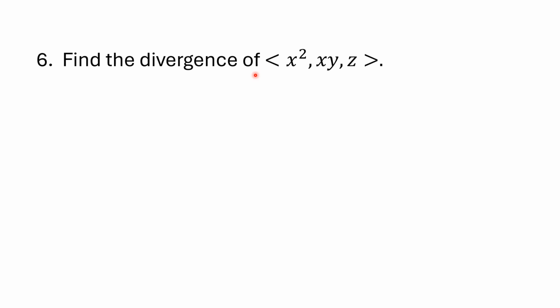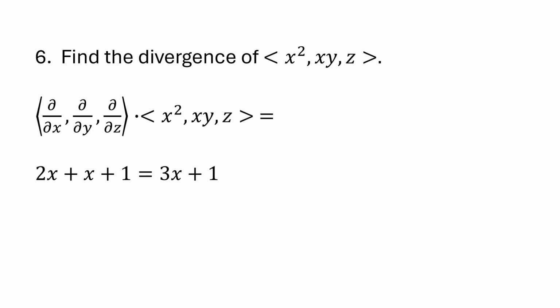Find the divergence of x squared, xy, z. The partial with respect to x of x squared is 2x. Partial with respect to y of xy is x, the x treated as a constant in front of the y. And the partial with respect to z of z is 1. And so we get 3x plus 1.